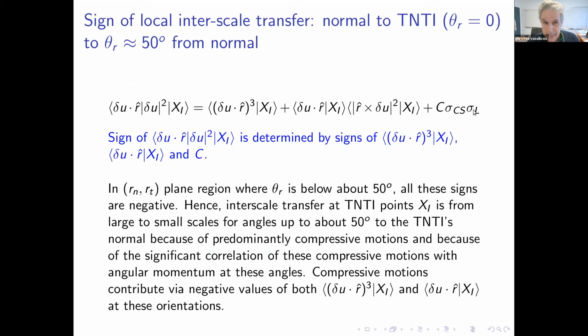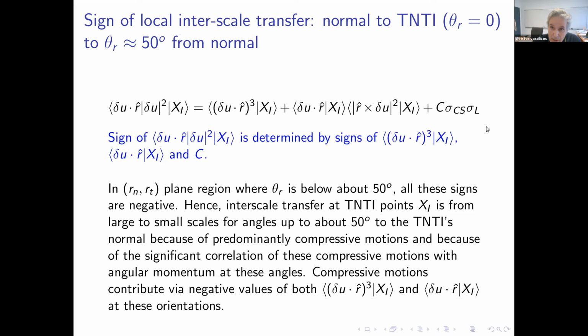So to know the sign of that, I need to know the sign of this term here, the skewness of this compression or stretching, the average of it, because this is positive, and the correlation between the stretching or compression and the angular momentum I described before. So in the region of the plane where theta r is below about 50 degrees, normal to the interface all the way to 50 degrees, all these signs are negative. So in this case, I have a cascade down the scales by compression, both because I have an average compression, which is both because I'm skewed towards average compression, and because I have a strong correlation between compressive motions and this angular momentum.